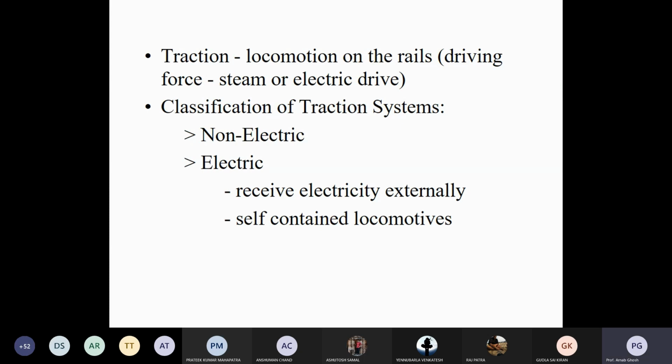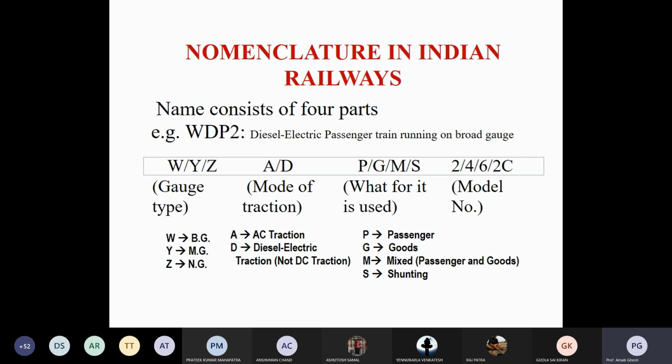After that we can go to the nomenclature of the Indian Railways. I am telling you what the important specifications are, what the important things are that we are using in our Indian system. The name consists of four parts. What are the four parts? You know some examples, like what is written on the machine beside the locomotives, WDP2. If you follow it when you are traveling by a mail train, you can see it there.